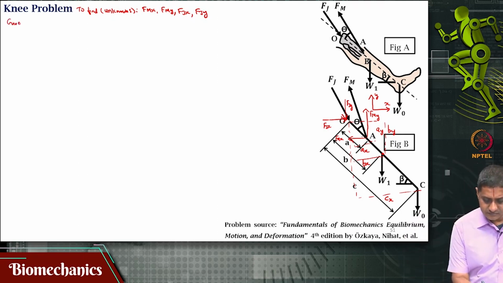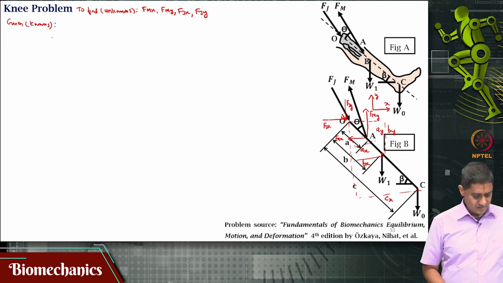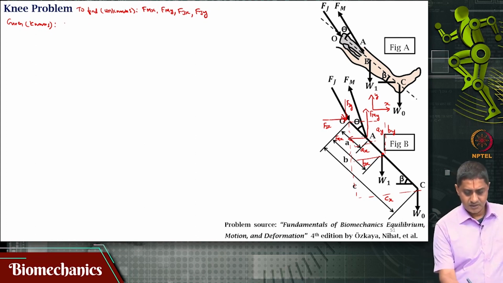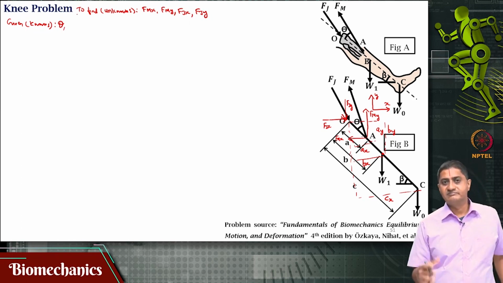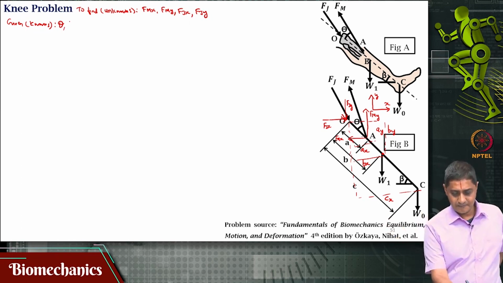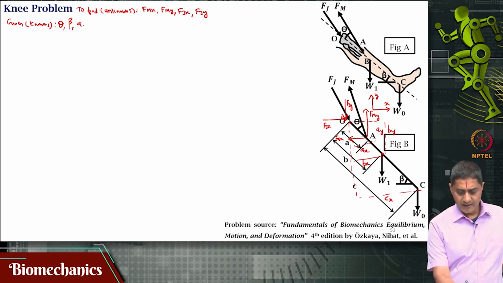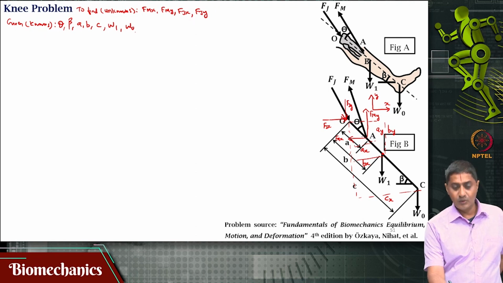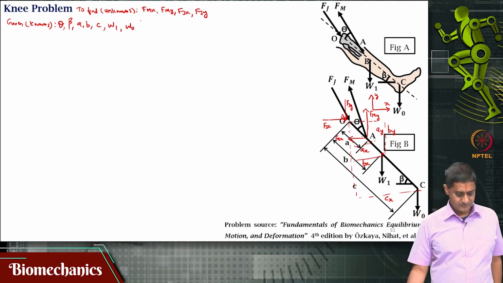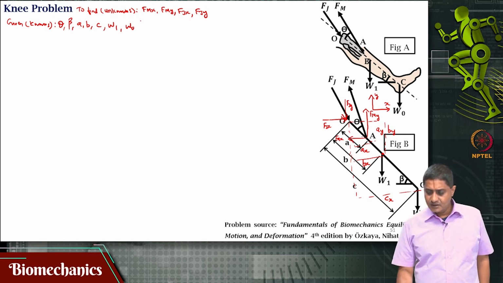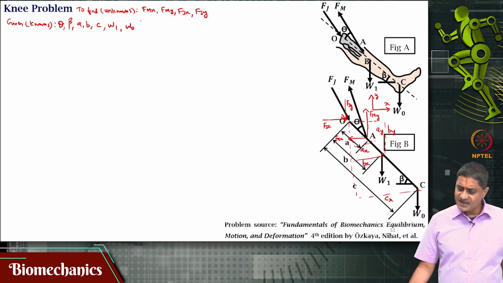Given the knowns, what are the knowns? Theta is known. Do not ask me how. Let us assume that theta is known. Beta is known. This we can measure, of course. Small a, small b, small c, W1 and W0 are knowns. These are known. Now, what is Fmx?